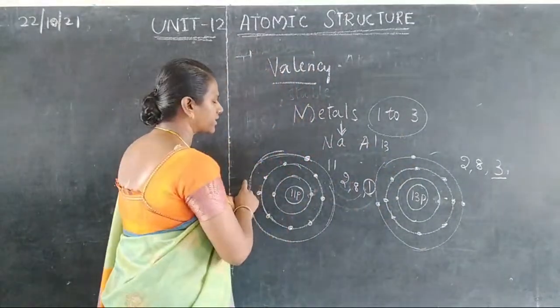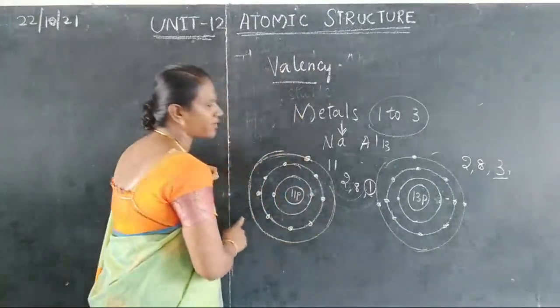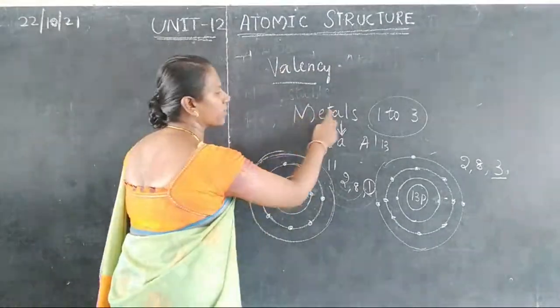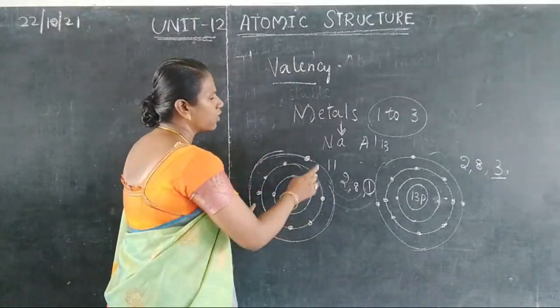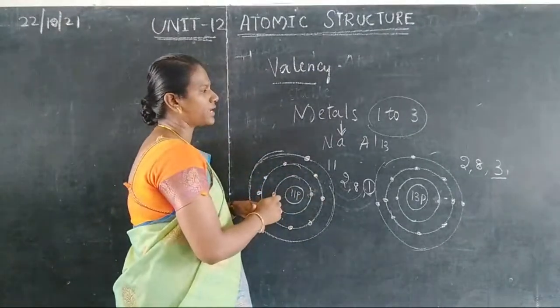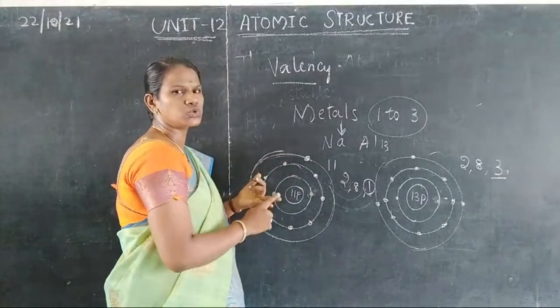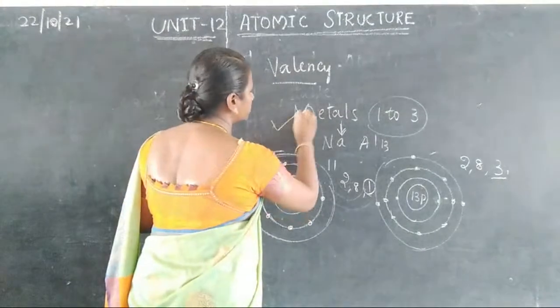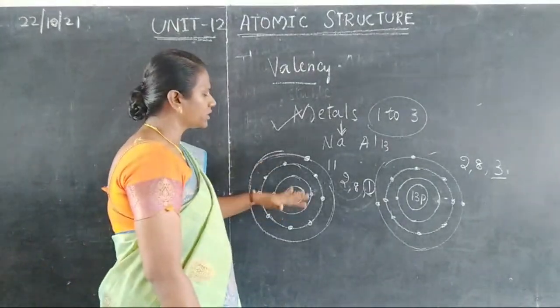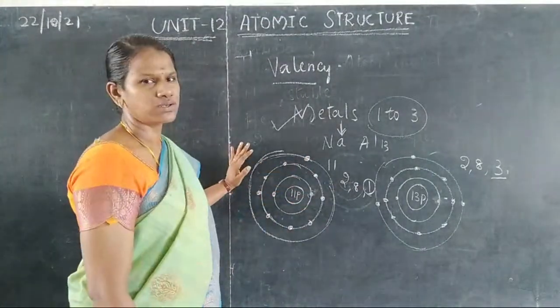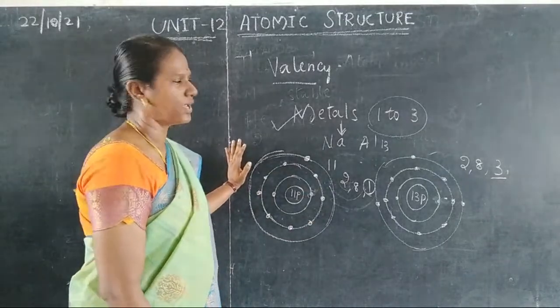The valence electrons present in the outermost shell decide the chemical properties. Elements which have valence electrons 1, 2, or 3 are considered metals. So the valence electrons decide the chemical properties of an element.